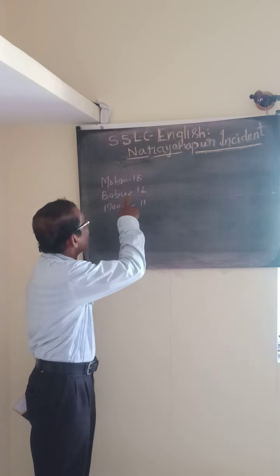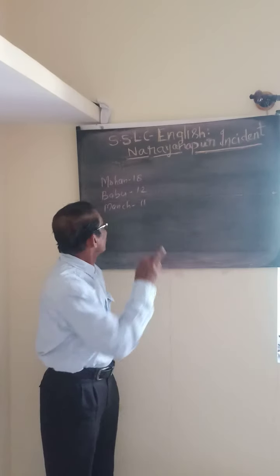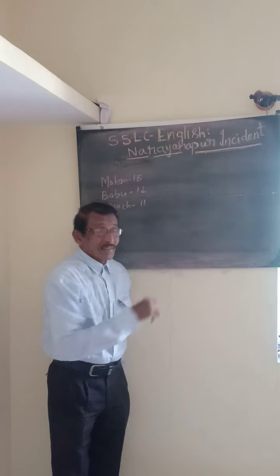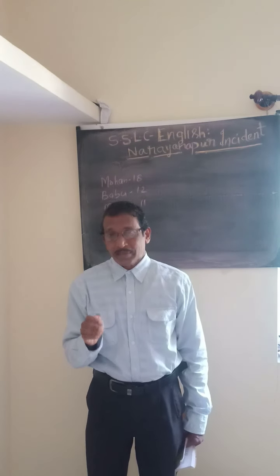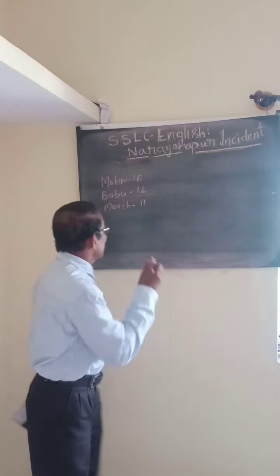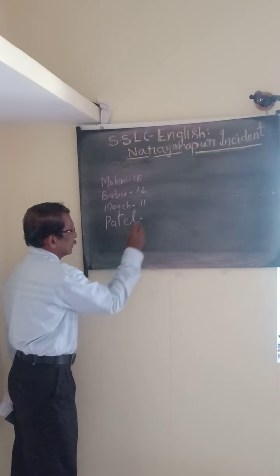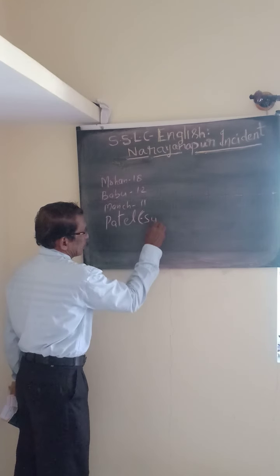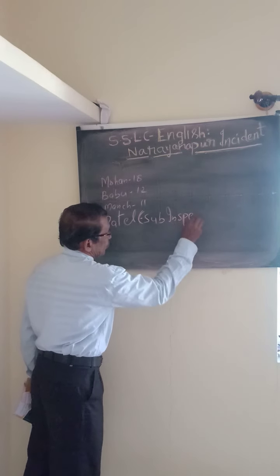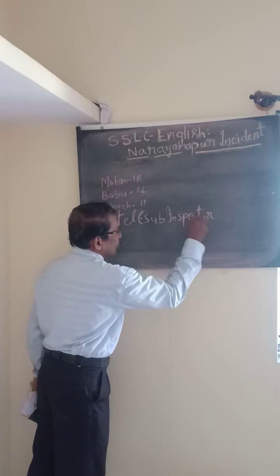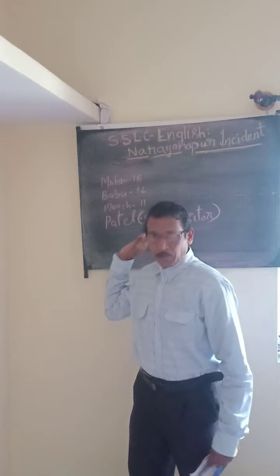First one you can see, Mohan is 18 years old. Then Babu, 12 years old. And their sister Manju, 11 years old. Then one more character's name you should understand. That means Patel. Patel is a sub-inspector. So this lesson is related to these people.